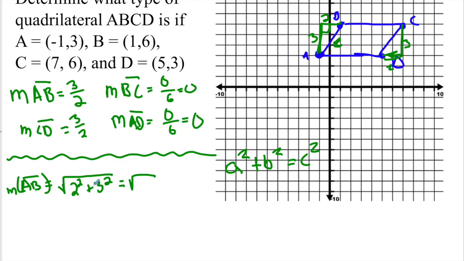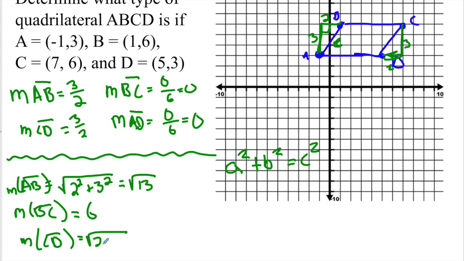Okay? So let's do it out. We have 9 plus 4, square root of 13. Now, it doesn't matter what it is necessarily. What we care about is how it compares. Okay? Now, BC has a 0 slope, so we can go ahead and just count across. And we know that's going to be 6. You can count it, or we can see from the slope. The measure of CD is going to be, in this case, 2 squared plus 3 squared. It's going to be 13, square root of 13. And the measurement of AD is 6.